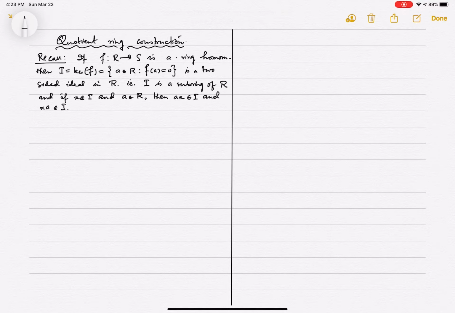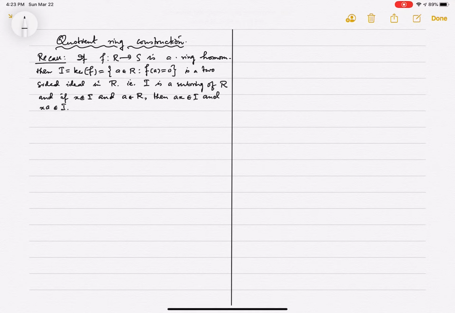Conversely, we'll see that any two-sided ideal in a ring appears as the kernel of a canonical homomorphism. You say, which homomorphism? It's the canonical homomorphism onto the quotient ring, called the quotient homomorphism. So this is exactly what happened when you have a normal subgroup in a group.